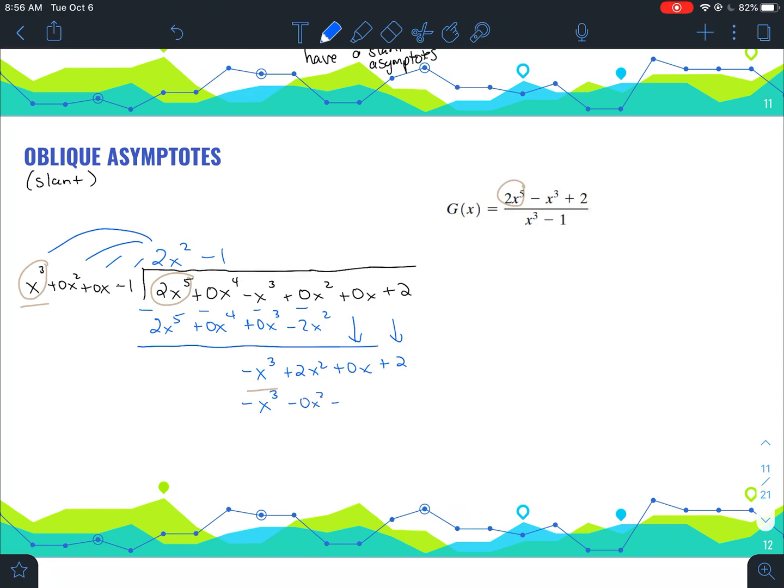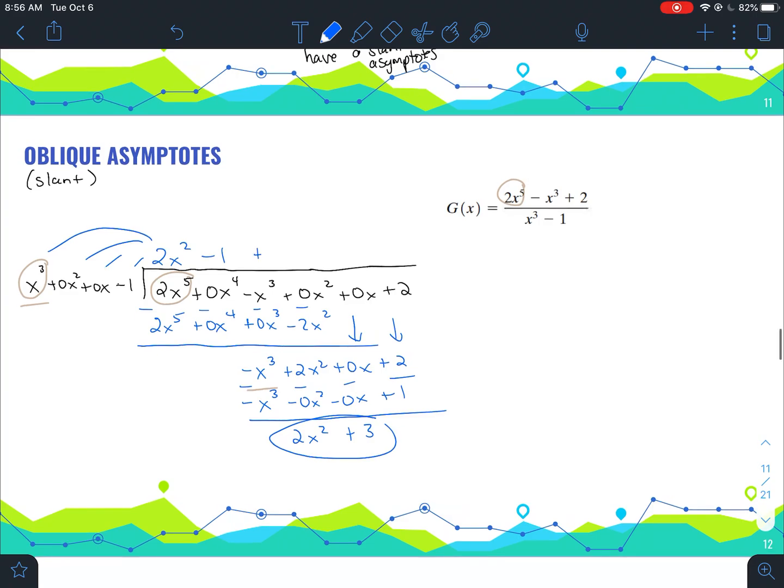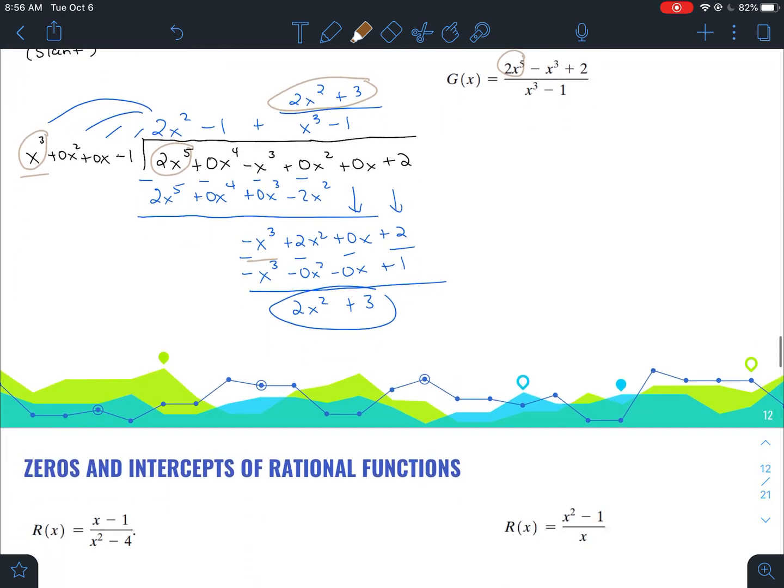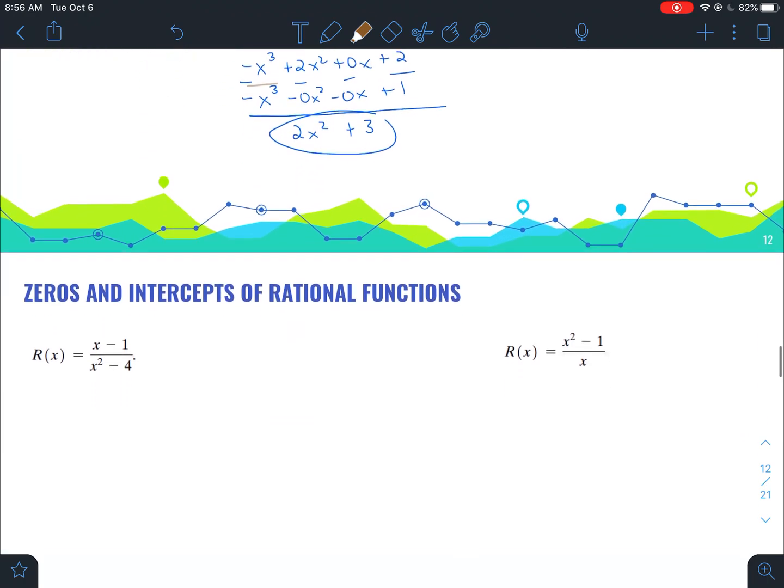And then we distribute again, so that would be negative x cubed minus 0x squared minus 0x plus 1. And then subtract going down, and we would get 0, we would get 2x squared, and we would get 3. That is our remainder. We would get 2x squared plus 3, so we put the remainder over what I divided by, so 2x squared plus 3 divided by x cubed minus 1. And then that numerator helps us find the oblique asymptote. So when we're trying to find oblique asymptotes, that's what we're going to do.